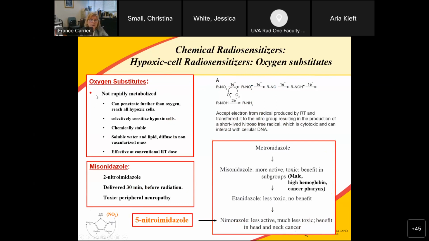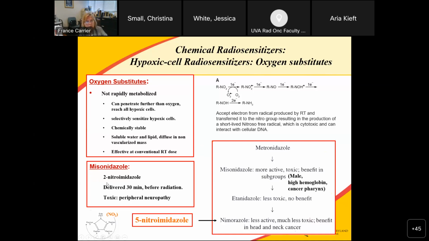And the criteria that we look for is that those small molecules will not be rapidly metabolized. They can penetrate further than oxygen to reach hypoxic cells. They are selective to sensitize the hypoxic cells. They are chemically stable. They are soluble in water and lipids, so that would allow them to diffuse even in the absence of a good vasculature in the tumor. And they should be effective at conventional radiation dose.